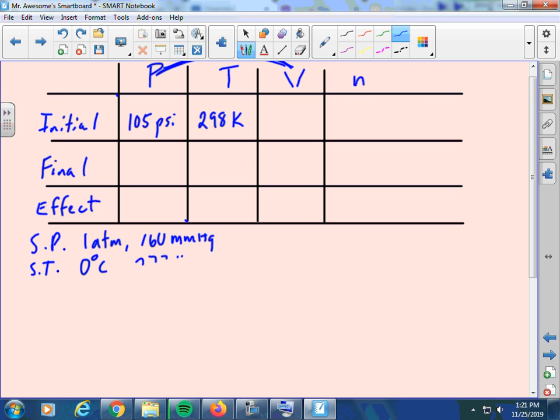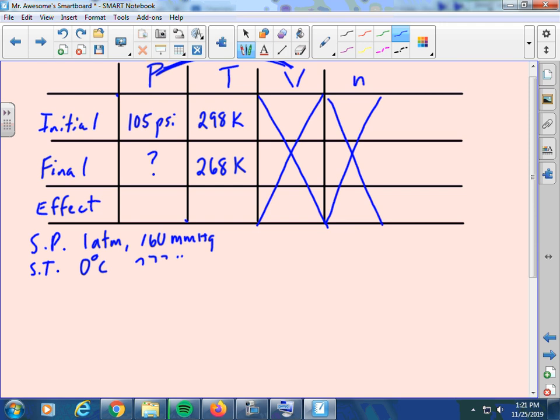You take the bicycle up to Huntington, where the temperature is negative 5 degrees Celsius. What would negative 5 be in Kelvin? 268. So that's going to be my final temperature. And then it says, what is the pressure in the tire? So what is the new pressure? It also tells me the volume is constant and the amount of gas is constant, so those are not changing.